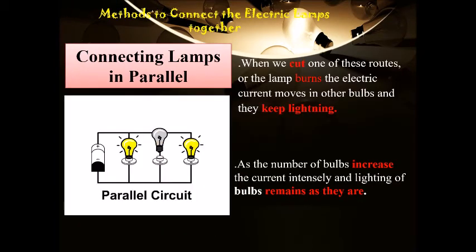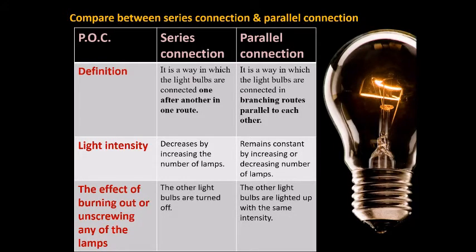So, as you see in this picture, there are three routes to move the electric current. The electric current can pass through this lamp from here, and can move through here, and can also move through here. So, when we cut one of these routes or a lamp burns, the electric current moves in the other bulbs and they will keep lighting. As the number of bulbs increases, the current intensity and the lighting of the bulbs remain at the same intensity. We have a very important comparison between the series connection and the parallel connection.